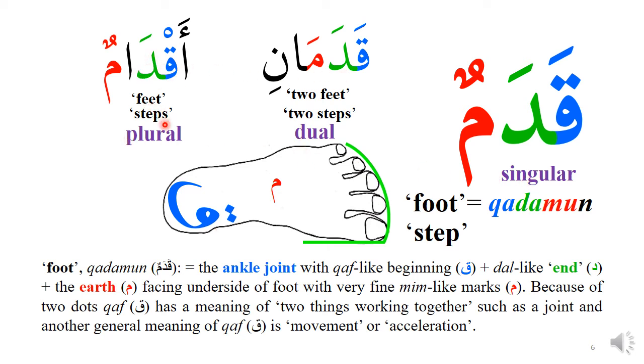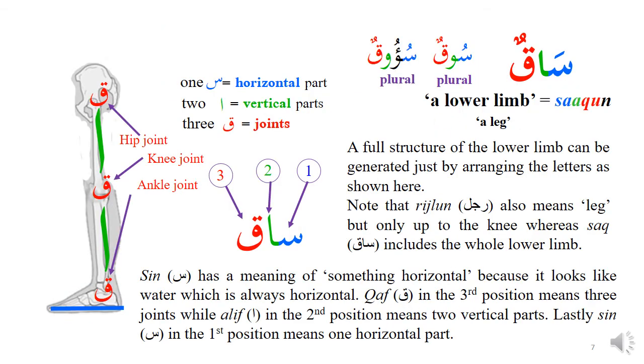So we have seen this. So this would indicate that there are different kinds of steps, right? And yeah, so this is the plural akdam, and Kadamani is the dual, the 2 steps, and Kadam is singular. So different levels of meaning are expressed in this Kadam.